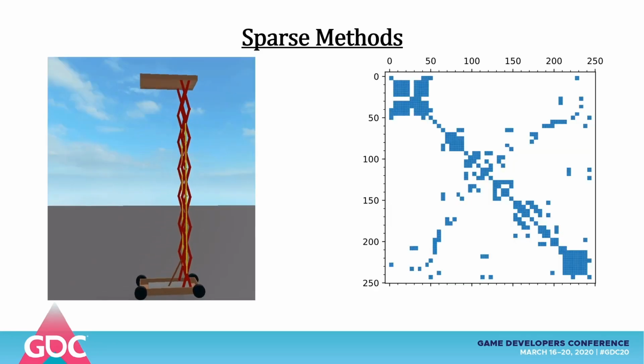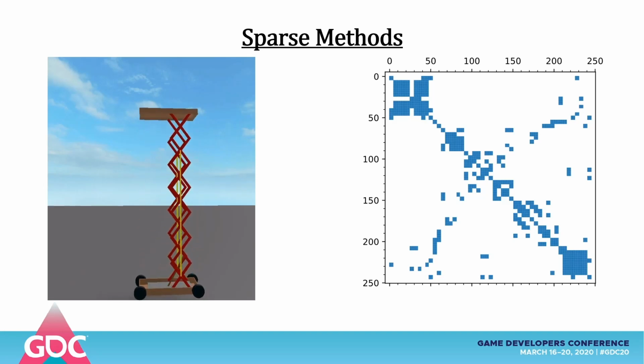Let's now look at the sparsity of constraint matrices. For a mechanism like this one, which has a scissor lift on top of a platform with wheels, the constraint matrix consists mostly of zeros.